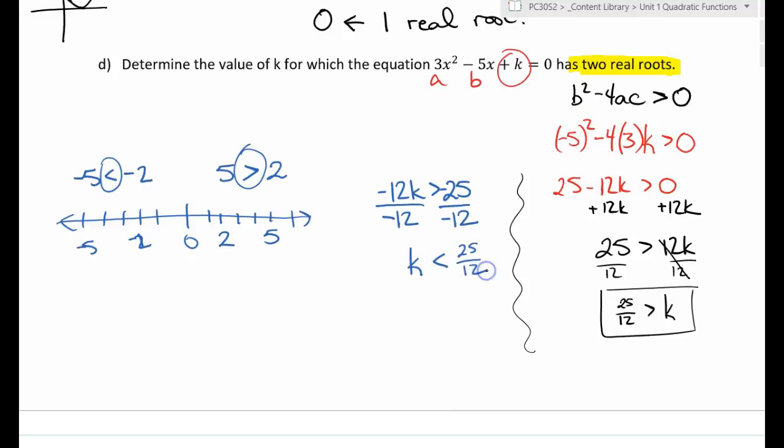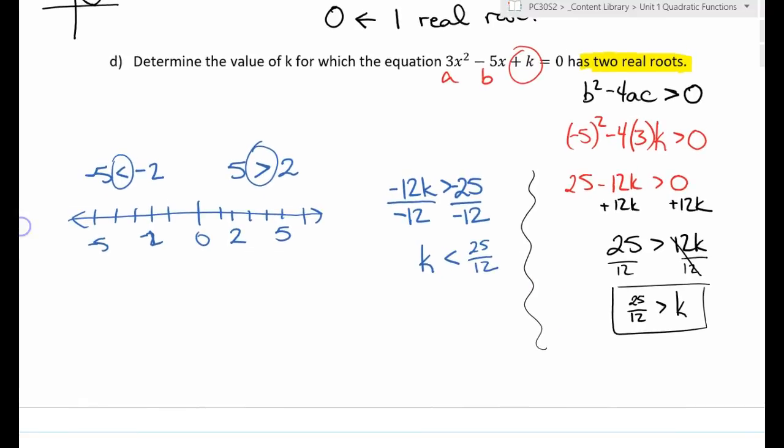So I do still get the same answer, but by moving my 25 instead of moving that negative 12k, I then introduce another place where I can make a mistake and forget to flip my inequality. So that's why I prefer the first way that we did it. You can still do it this way. You are more than welcome to move the 25, divide by negative 12. You just have to remember that when you divide by negative, you have to flip your inequality.